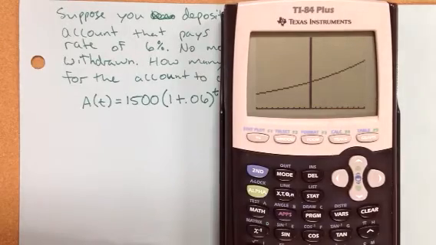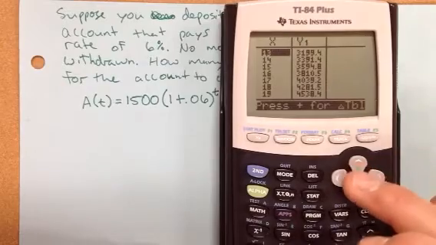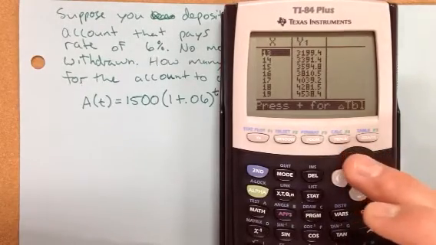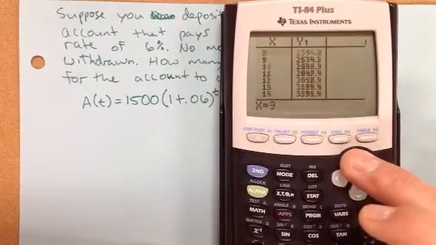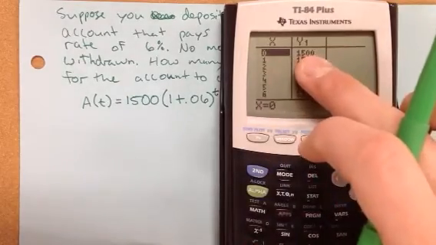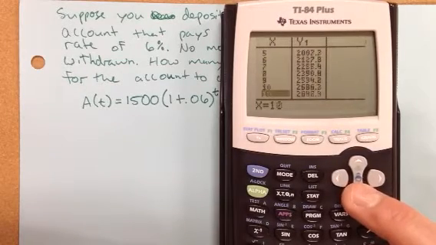Well, there's a couple ways to do this. One, I can take a look at my table, and I can see when my y value ends up being $4,000. So at 0 years, I'm at $1,500. That's when I first add the money. After a year, I'm at $1,590, and so on and so forth, and it continues to grow over the years. Well, when do I hit that $4,000 mark?